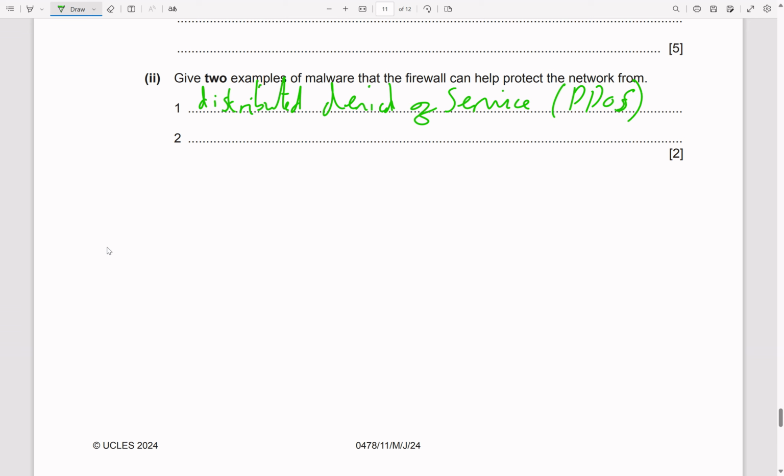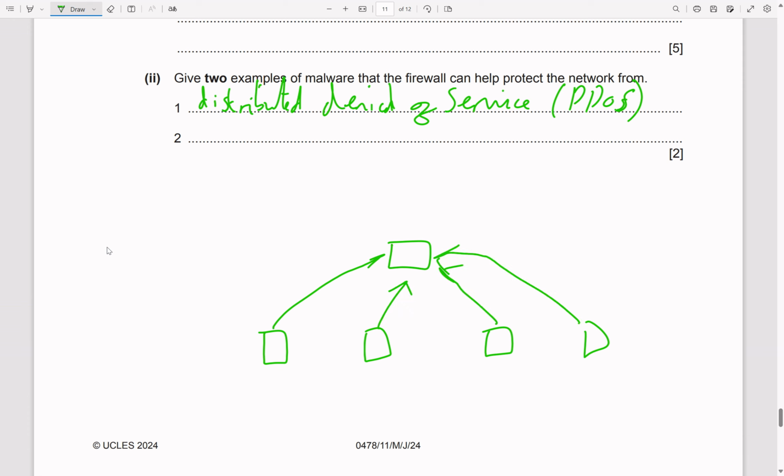So just to recap, a distributed denial of service is where you have our server, and then you have the botnet, the zombie computers, and what they're going to do is just send loads of requests to our server. Here we've got 4, but this could be hundreds or thousands of computers, maybe sending 1,000 or 10,000 requests per second. So our server is going to be getting thousands or millions of requests per second, which is basically going to cause our server to crash.